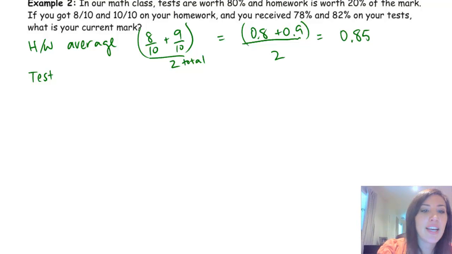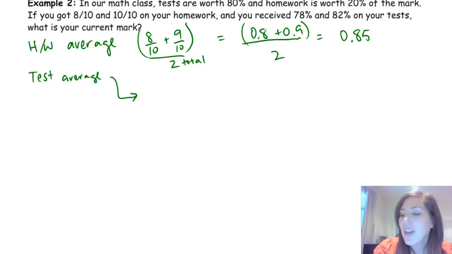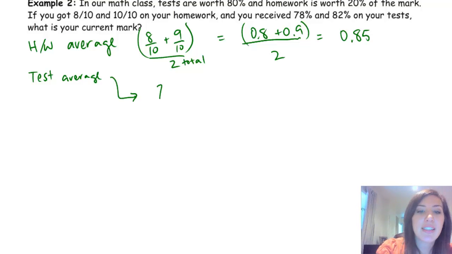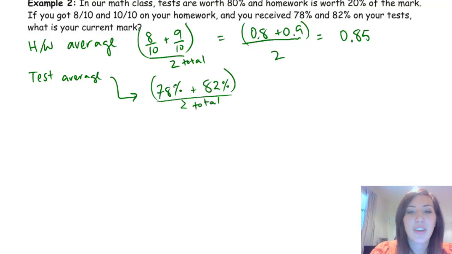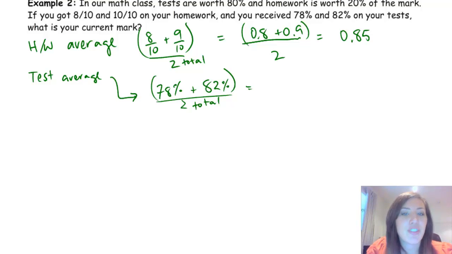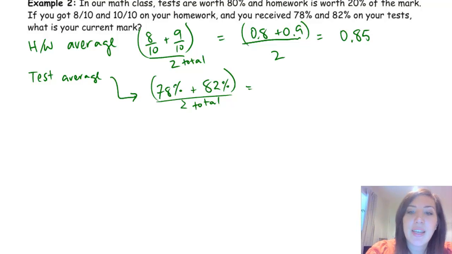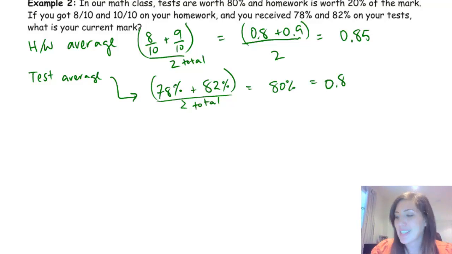And for our test average, we have 78% and 82%, and we'll divide this by 2 tests. So 78 plus 82 divided by 2 gives us 80%, which is the same as saying 0.8 as the decimal.